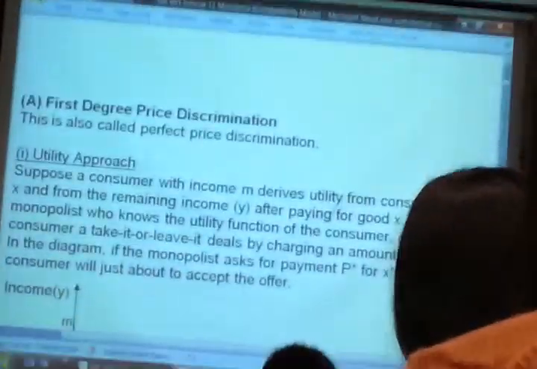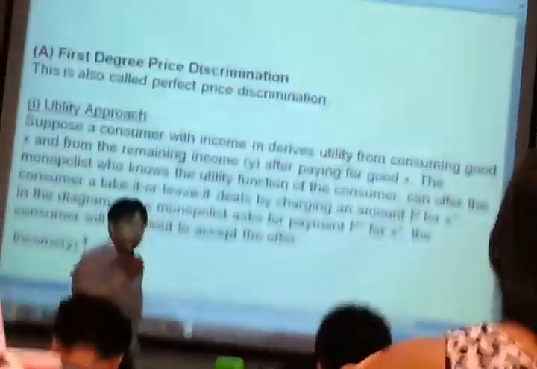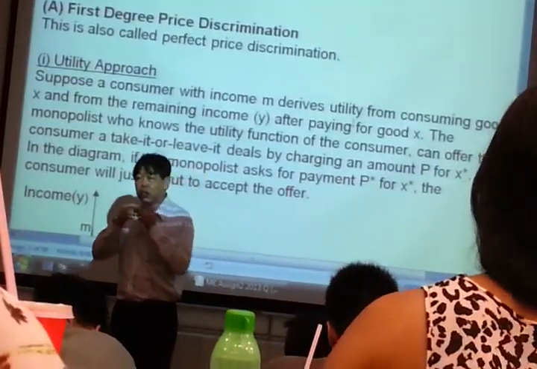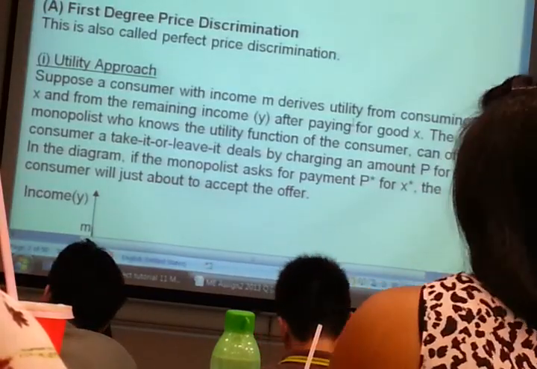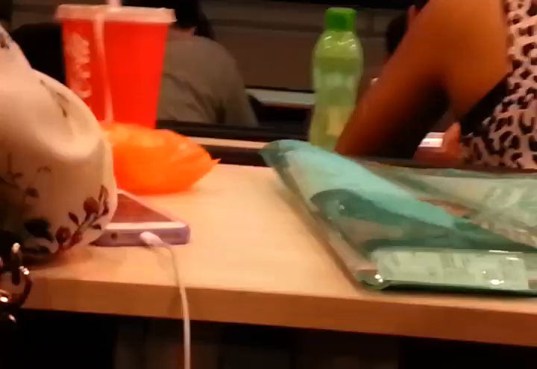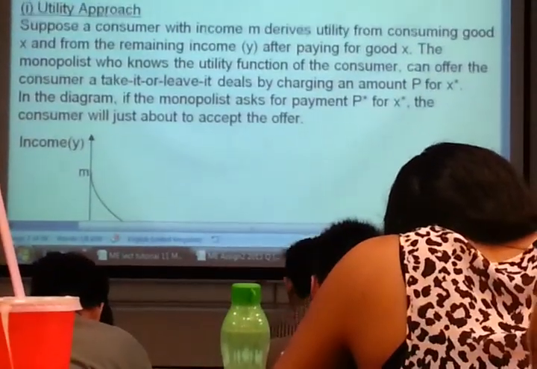Okay, let's look at first degree. Let's talk about first degree price discrimination. In the case of first degree price discrimination, this is the most serious type. Just like first degree burn and second degree burn, the first degree burn is the most serious. First degree price discrimination is also called perfect price discrimination. That means the seller perfectly rips you off 100%. So this is the most serious one.